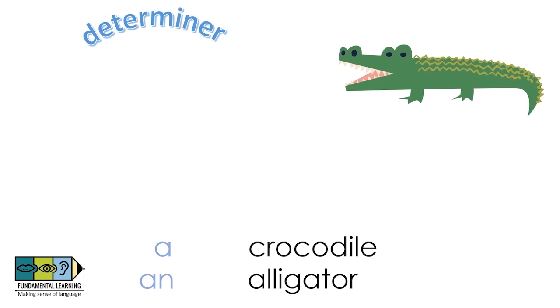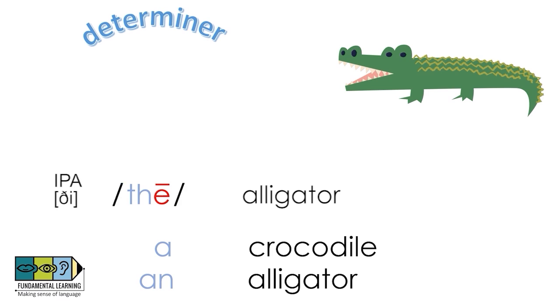Now, what other determiners might we use? If we want to be definite about a specific alligator or crocodile, we could use the. Now, how do you pronounce that word? Most people would say the crocodile. But what if you were putting that before alligator? Might you say the alligator or the apple with more of a long E pronunciation?